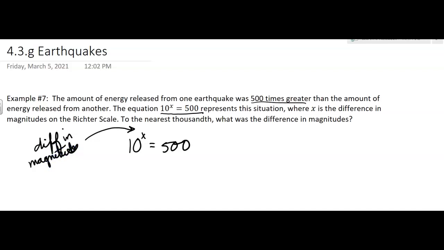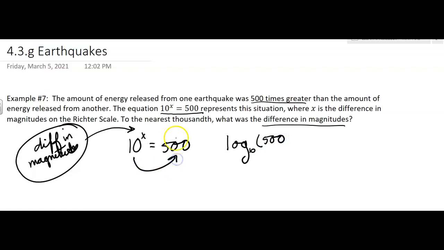Okay, so to the nearest thousandth, which means 3 decimal places, what was the difference in magnitudes? So they want us to solve for x here. We're trying to figure out x, okay? It's in exponential form, but I'm going to change it to logarithm form. So I'm going to think log base 10 of 500, so you start with the base, go over here, pick up the argument, equals x. But this is a common log, it's base 10, so it's log of 500 equals x.